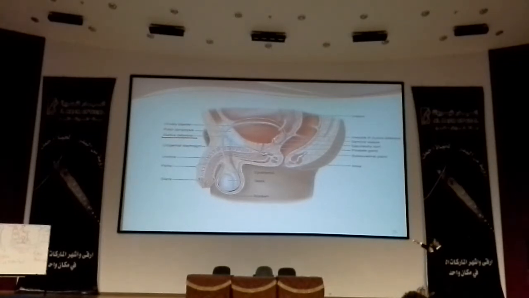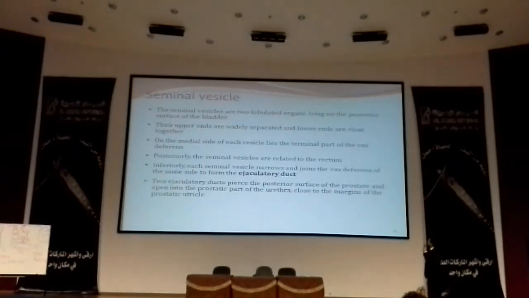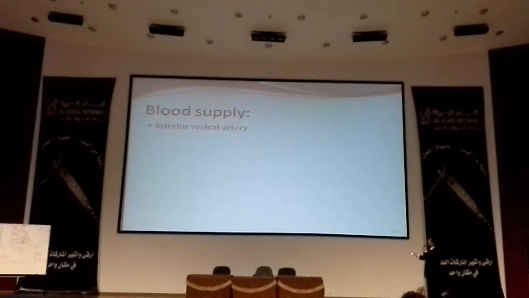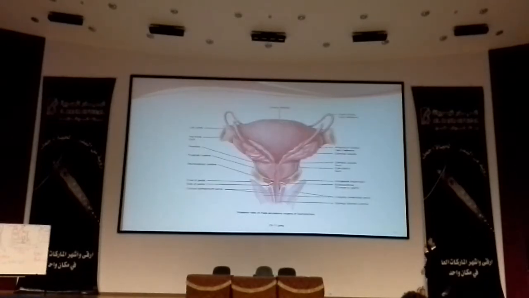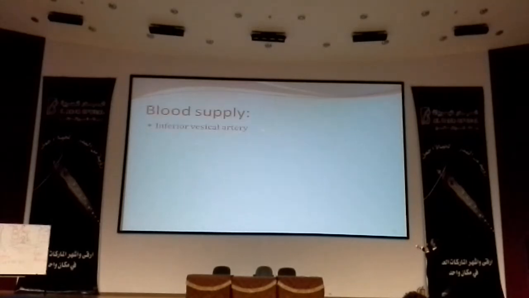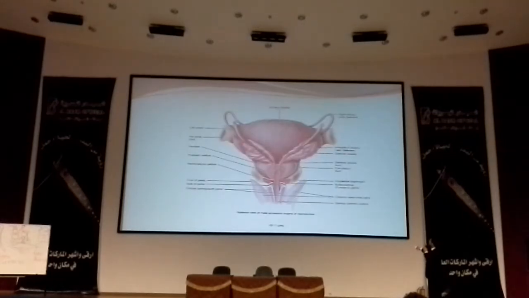In addition to the ampulla, okay? Next please. This is about the seminal vesicle. Next. This is about the supply. The seminal vesicle is very important. This is the inferior vesical artery. You see this is the posterior surface of the urinary bladder, and on each side there is an ampulla of the vas deferens and a seminal vesicle. And the seminal vesicle is supplied by the inferior vesical artery.